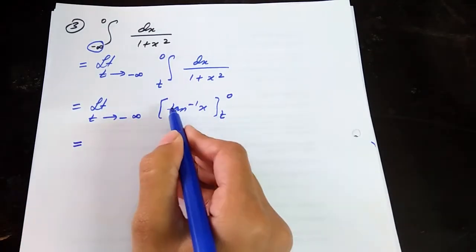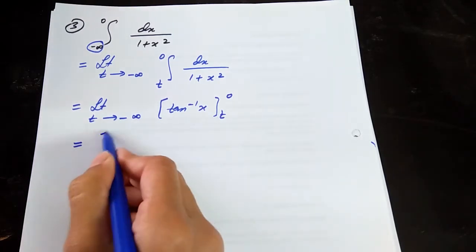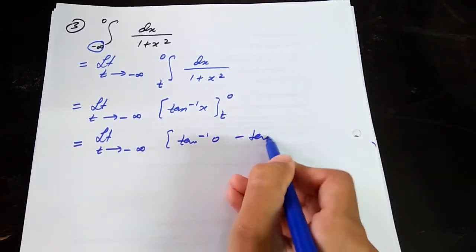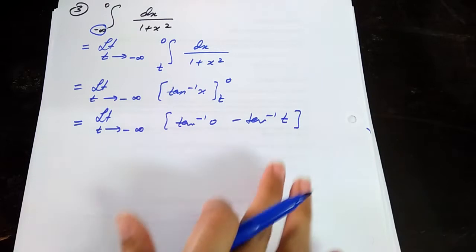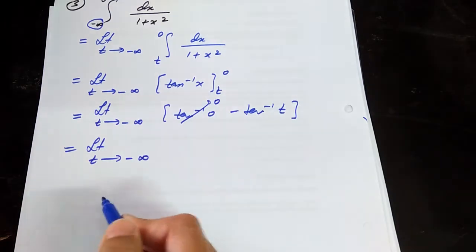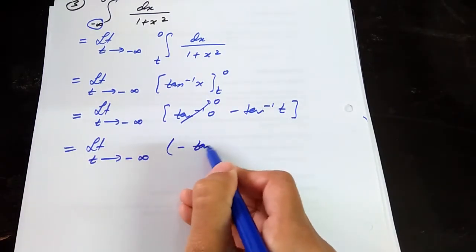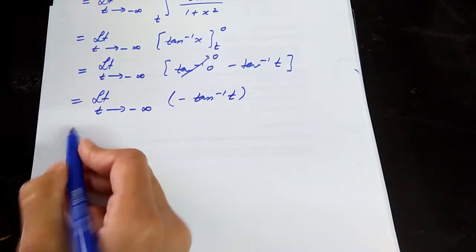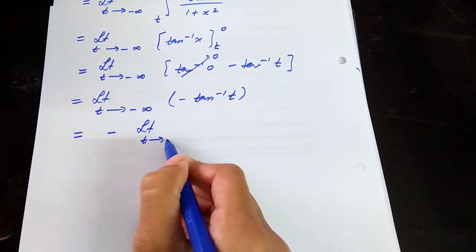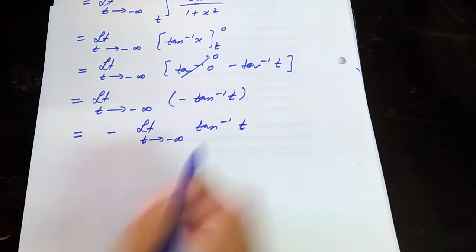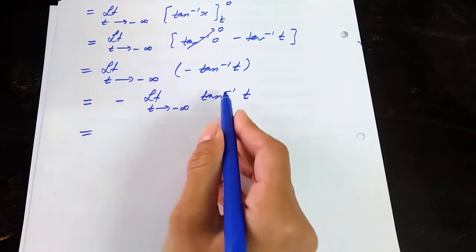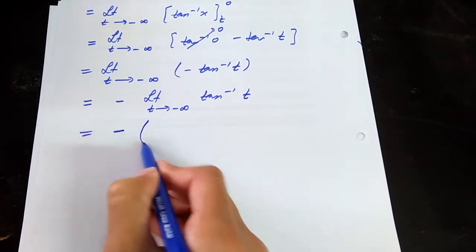Now after applying the limits of integration, you will get the limit as t approaches minus infinity of tangent inverse of 0 minus tangent inverse of t, upper limit minus lower limit. This term goes to 0, and you will be left with only minus tangent inverse of t. So this becomes minus the limit as t approaches minus infinity of tangent inverse of t. And tangent inverse of minus infinity is minus pi by 2.